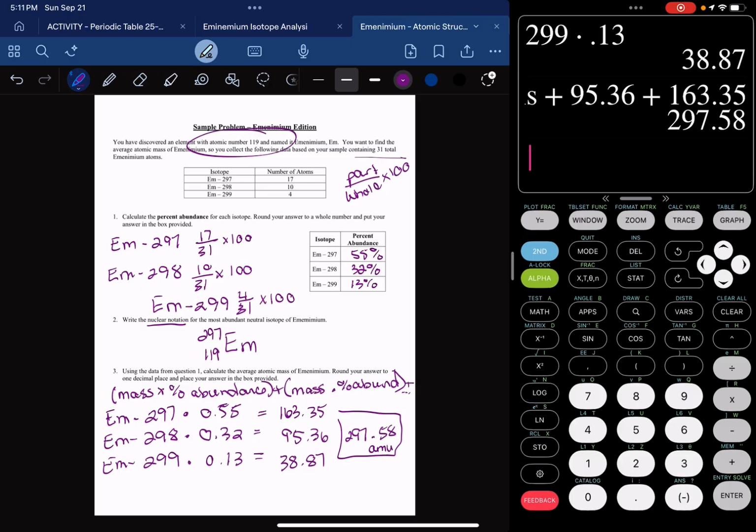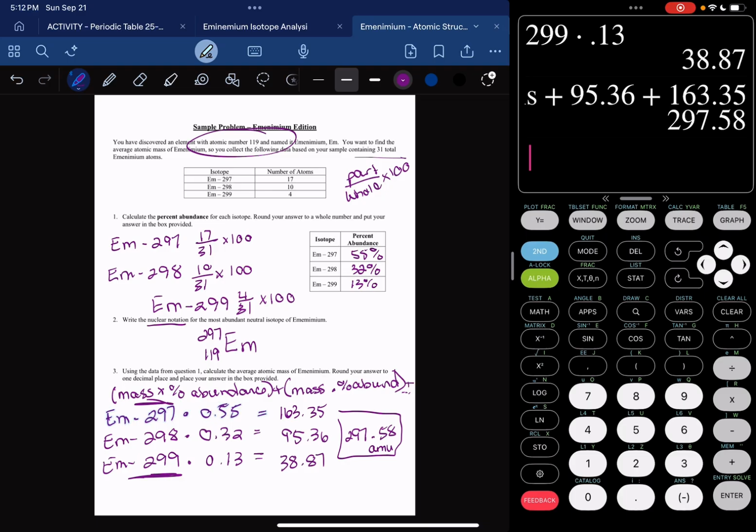And if you get some answer that is either higher than your highest number or lower than your lowest number, you have to redo it because that cannot be. So, generally speaking, especially if you have one isotope that's really in high abundance, your answer is usually closest to that number, but it really kind of just depends. In this particular case, let's see, is it going to work out that way? It's 297.58. Yeah, in this particular case, it's actually a little closer to 298.